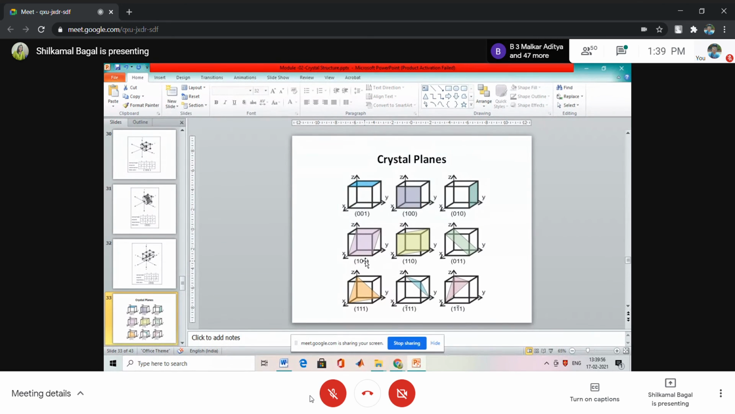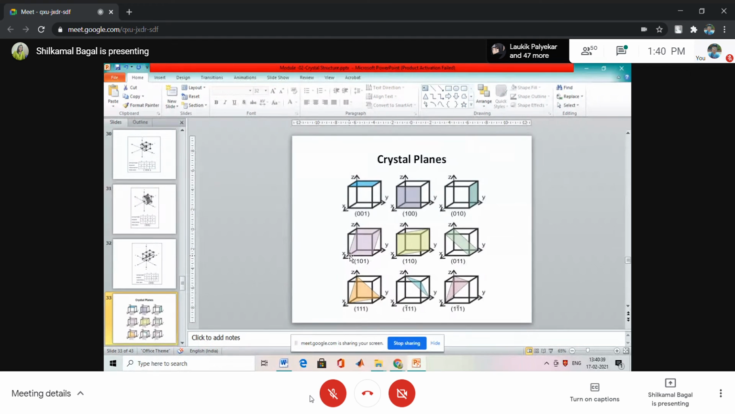1 0 1. Okay. Now we can see this plane cuts the x axis at 1 unit, also the z axis at 1 unit. But what about y? It is not intersecting y. Y is at the back side of this plane. So if this plane extends throughout the crystal in this direction, it will always remain parallel to y. If it extends in this direction obliquely, then also it will remain parallel to the y axis, and it has intercepts on x and z.